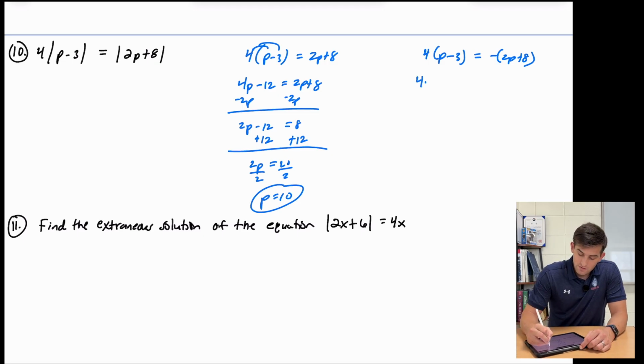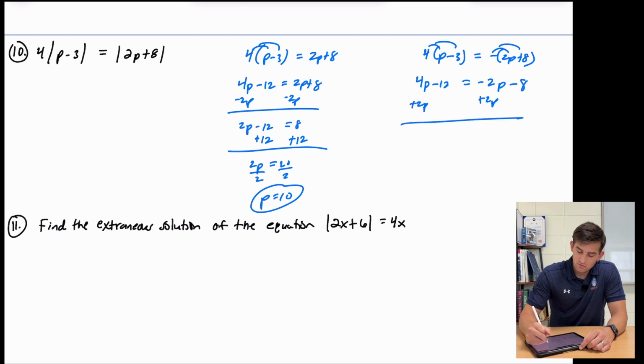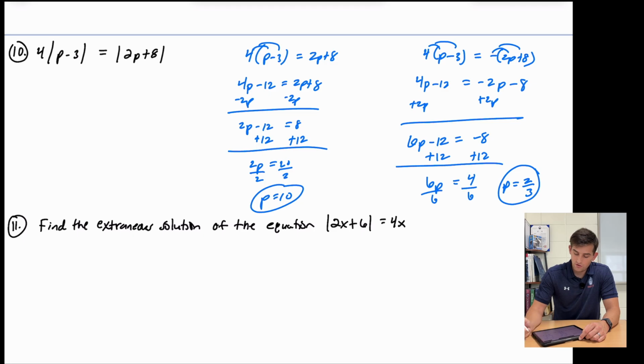Let's solve that one. So this once again would be 4p minus 12 once we distribute the 4. Now here let's distribute this negative. So this is -2p minus 8. So let's add 2p to both sides. So we get 6p minus 12 is equal to -8. Let's add 12 to both sides. That would be 6p is equal to 4. We divide both sides by 6, and we get p is equal to 2/3. Right? So two solutions there. P is 10 and p is 2/3.